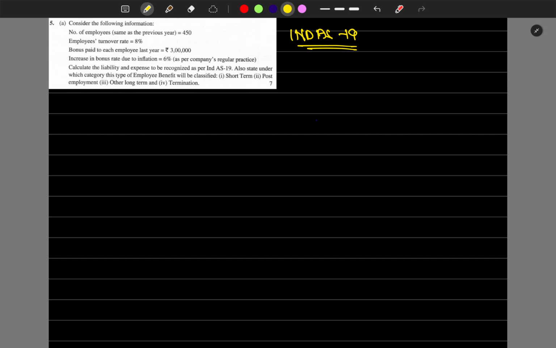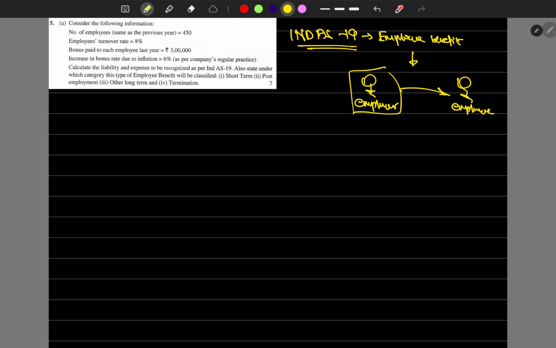IND AS 19 is nothing but the employee benefit standard. It's all about employee benefits. Any consideration between the employer and employee will be part of this standard.